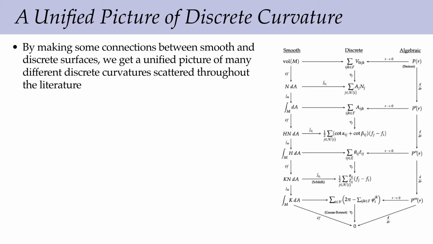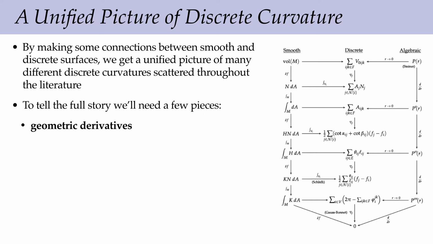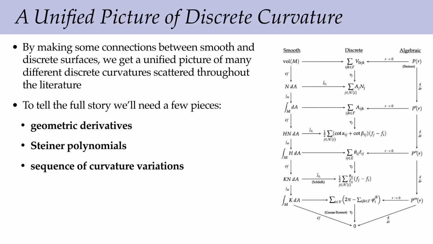To tell this story, we're going to need a few pieces. So we're going to need to talk about geometric derivatives. How do you differentiate quantities associated with a mesh in a nice way? We'll get more of that next time. Today we're going to talk a lot about Steiner polynomials, the Steiner viewpoint on curvature. We're going to think about a sequence of variations of curvature, and we'll also need to draw on some basic theorems that we've started to talk about, like the Gauss-Bonnet theorem. We'll also see something called the Schlafly polyhedral formula, relationships between the Laplacian of the surface and the mean curvature, and so forth.